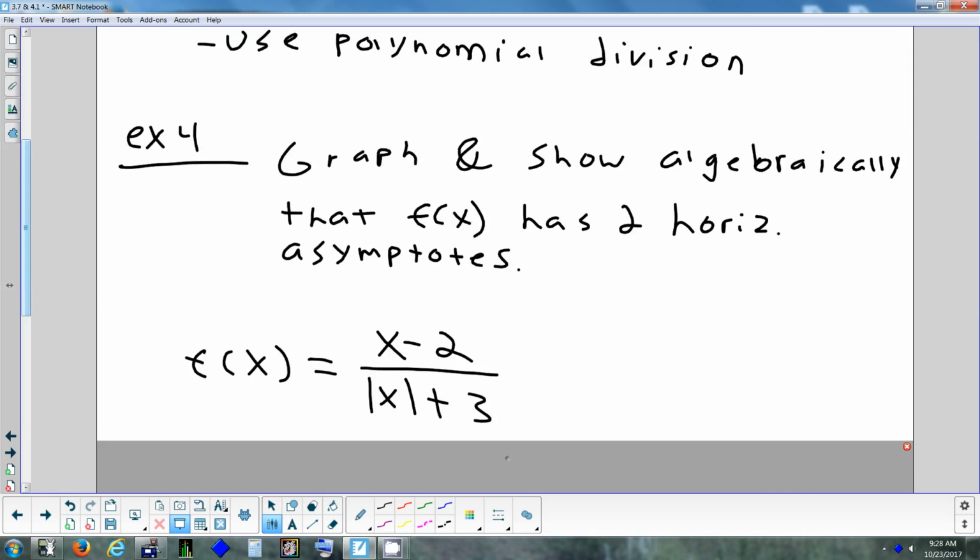Does anybody think they know what in that right-hand side of that equation is causing us to have to break this into cases? If this thing wasn't there, we wouldn't have to do it. Yeah? Absolute value. Right, it's the absolute value. So we're going to break it into two cases.